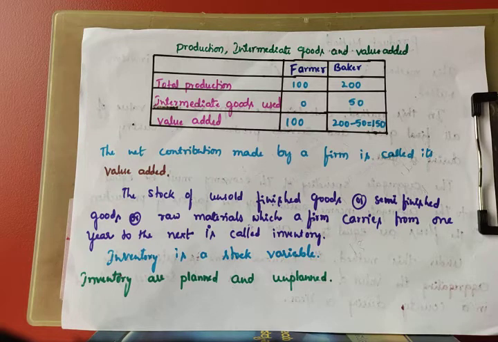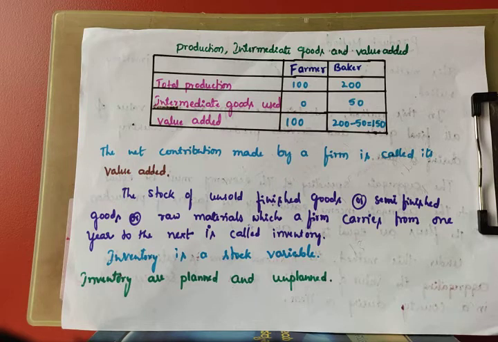Here, inventory is a stock variable. Inventory is nothing but stock only. You can see that it is the stock of unsold finished goods. They are already finished, they are ready for use, but they did not sell. That means unsold. They are ready to sell, ready for use, but unsold.